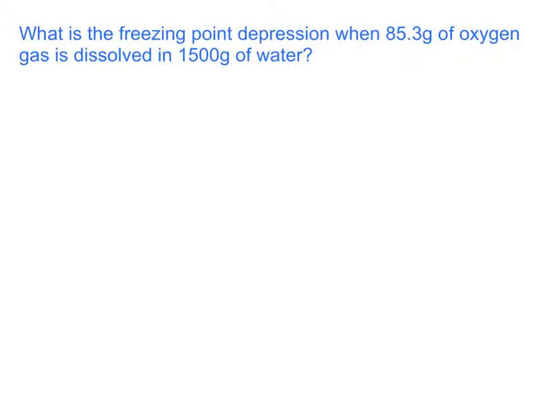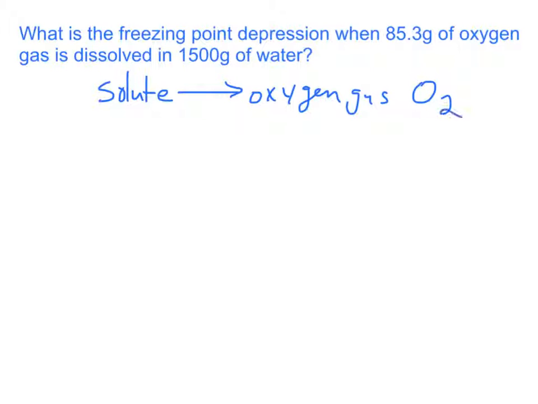The next problem I want to look at is the second problem on that same sheet. It says, what is the freezing point depression when 85.3 grams of oxygen gas is dissolved in 1,500 grams of water? Again, the first thing I want to do is decide what the solute is and what the solvent is. The solute is oxygen gas, because that's the stuff being dissolved. Keep in mind that oxygen gas is not just O, but it's O2. Remember that it's O2 because oxygen is a diatomic molecule. The solvent, the thing that we are dissolving in this problem, is water.